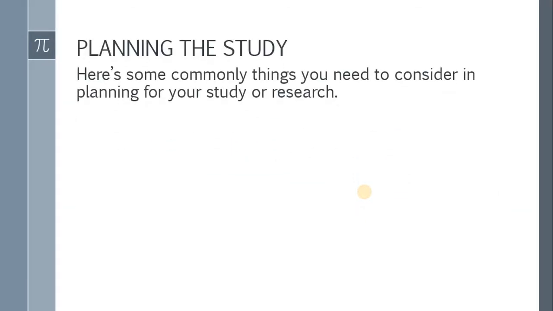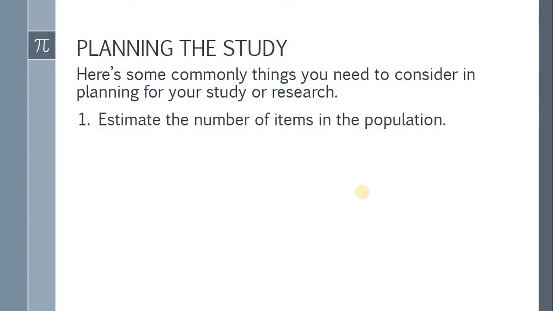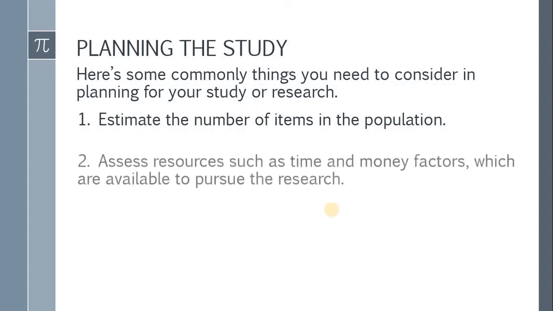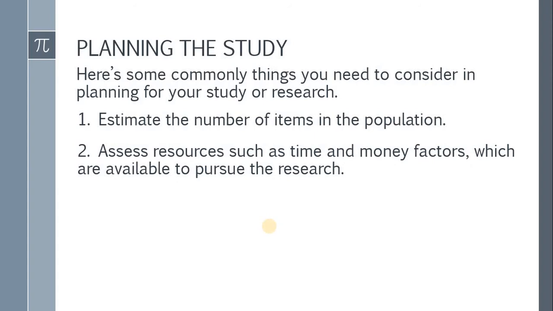So here's some commonly things you need to consider in planning for your study or in your research. Number one is to estimate the number of items in the population. Number two, assess your resources such as time and money which are available to pursue the research.